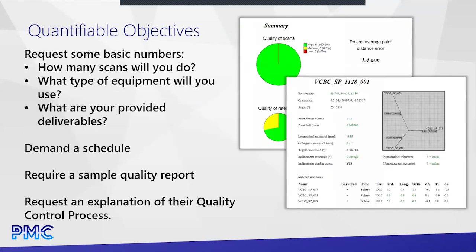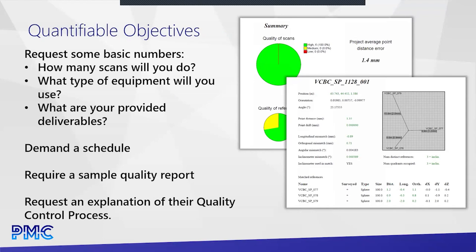Right. Request some quantifiable objectives in the bids you're asking for. Some basics would be how many scans are you going to do, assuming you're requesting traditional scanning. If you're requesting mobile scanning, this basically changes to how many panos are you going to do?